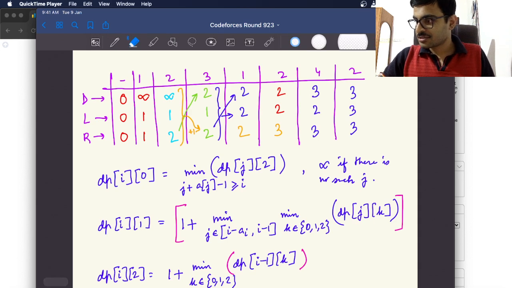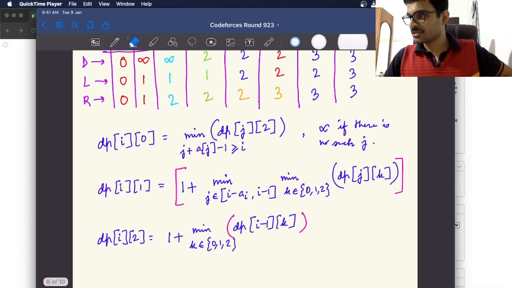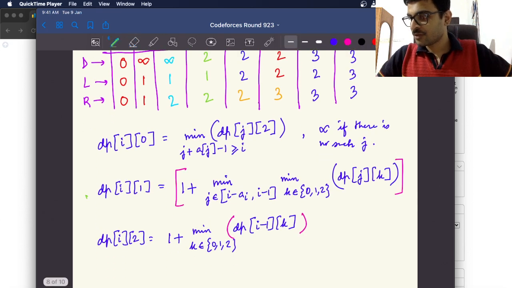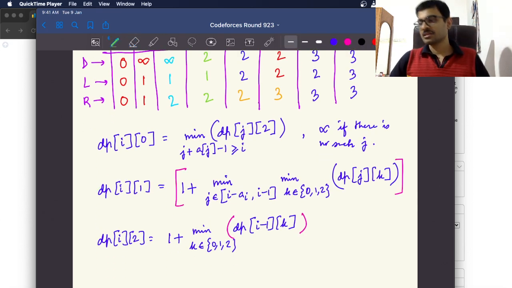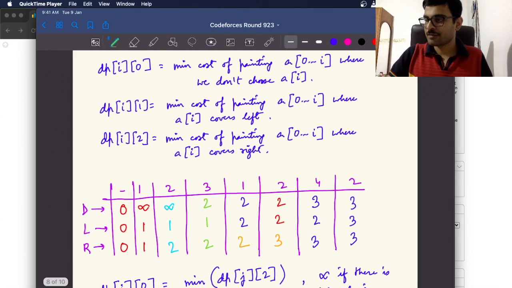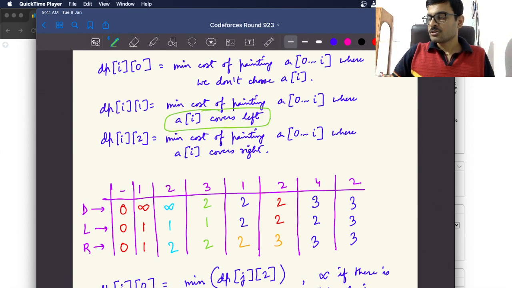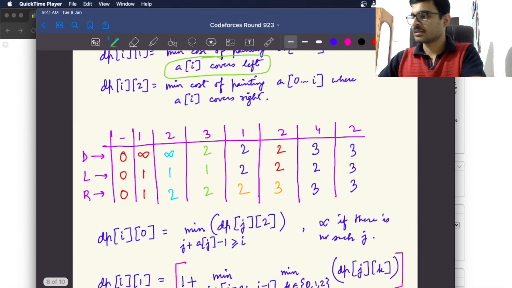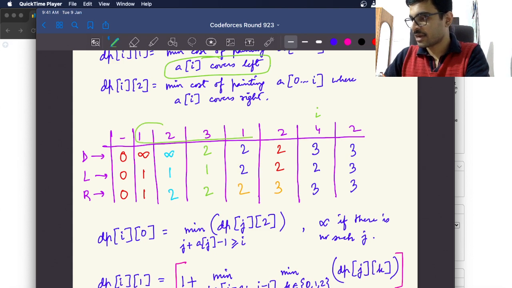I'll come to this example in a moment. Let us see the other two states. dp i 1 basically is a similar thing. dp i 1 says that, okay, I will cover the left, a i will cover the left. So let's say this is i. So these are the elements of the array. Let's say this is i, that means 4. It will cover up to 4 elements in the left. That means up to here it will cover.